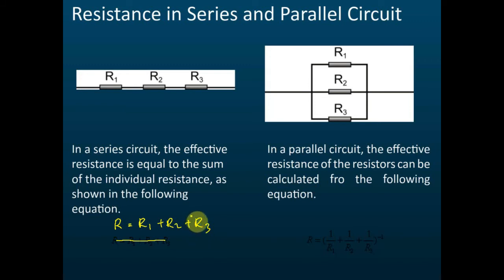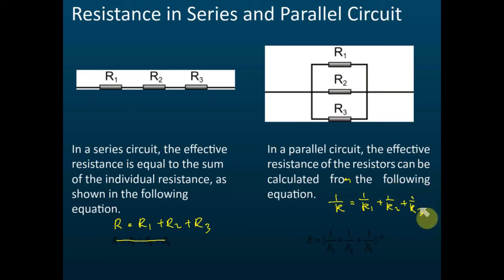Now for a parallel circuit, and you have learned this in Form 3, okay? For a parallel circuit, the effective resistance can be calculated from the following equation: 1 over R equals 1 over R1 plus 1 over R2 plus 1 over R3. If you have three resistors, okay, if you have four resistors, they will become plus 1 over R4.